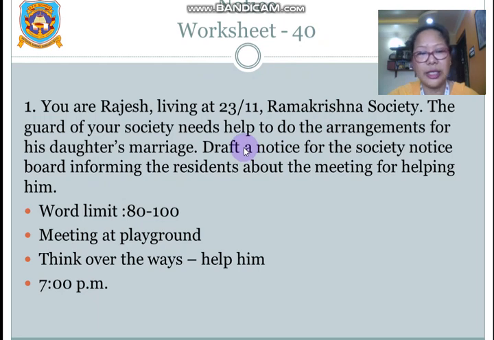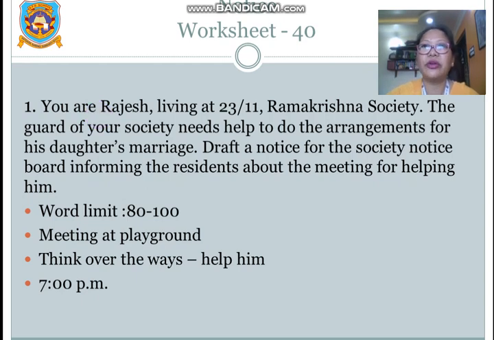You are Rajesh, living at 23/11 Ramakrishna Society. The guard of your society needs help to do the arrangements for his daughter's marriage. Draft a notice for the society board informing the residents about the meeting for helping him. Okay, so this is very clear.